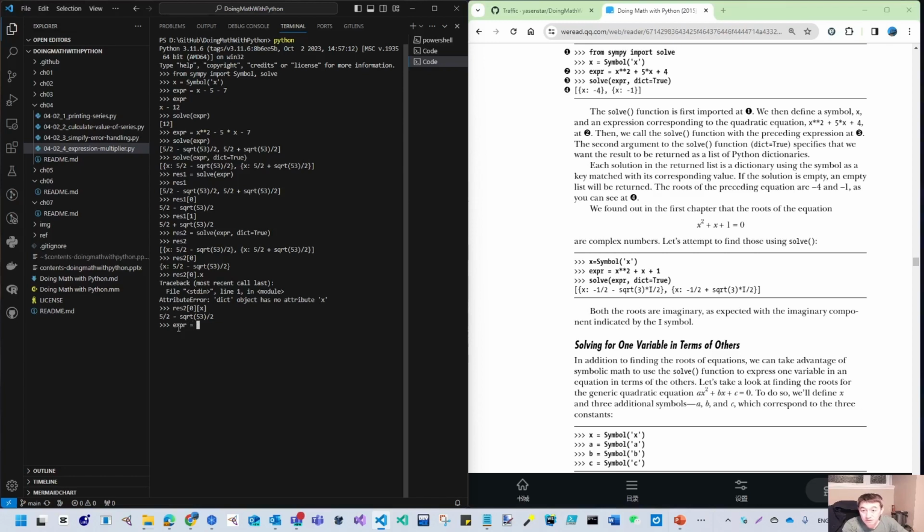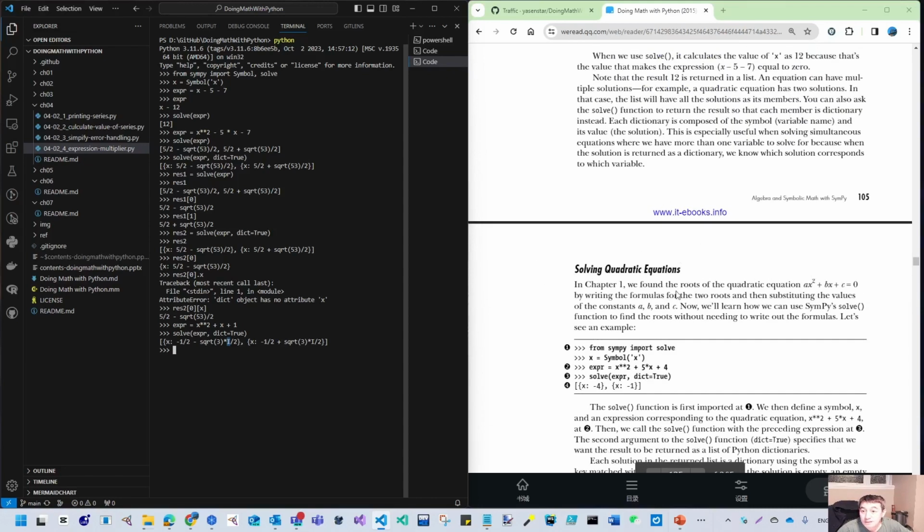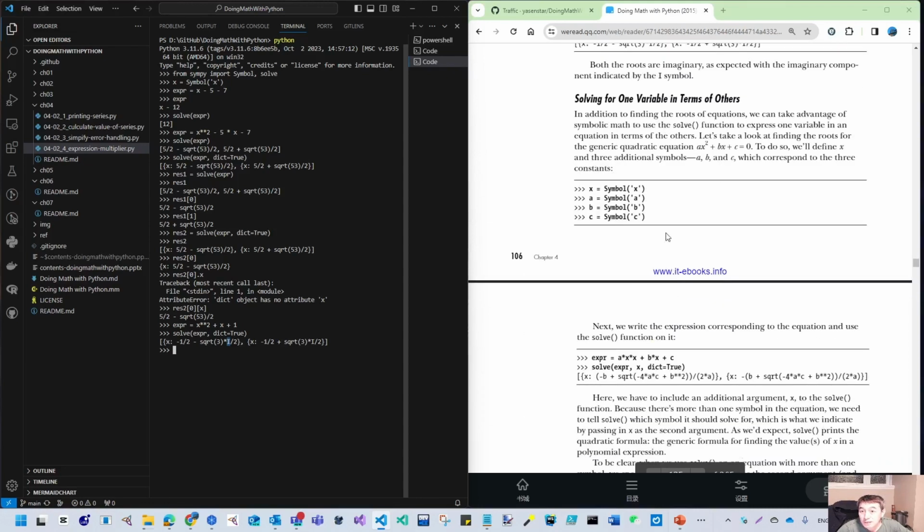So let's put that expression equal to x times 2 plus x times 1. Then solve this expression with the dict equal to true. So we get here, you see this capital I, that is the imaginary component, and that's the quadratic equation. And let's see, if you have multiple symbols in the equation.